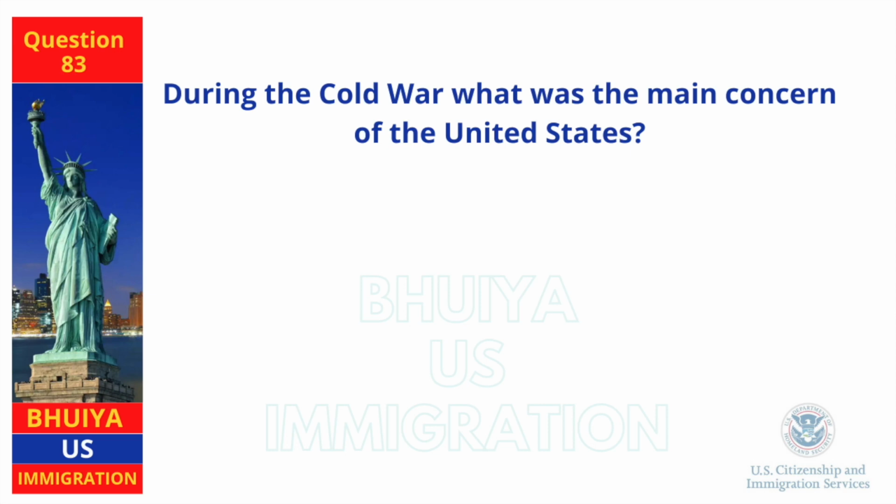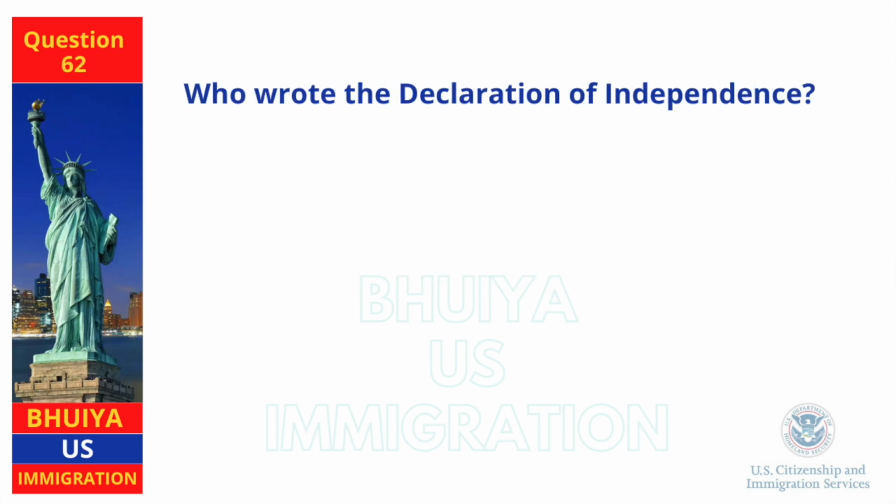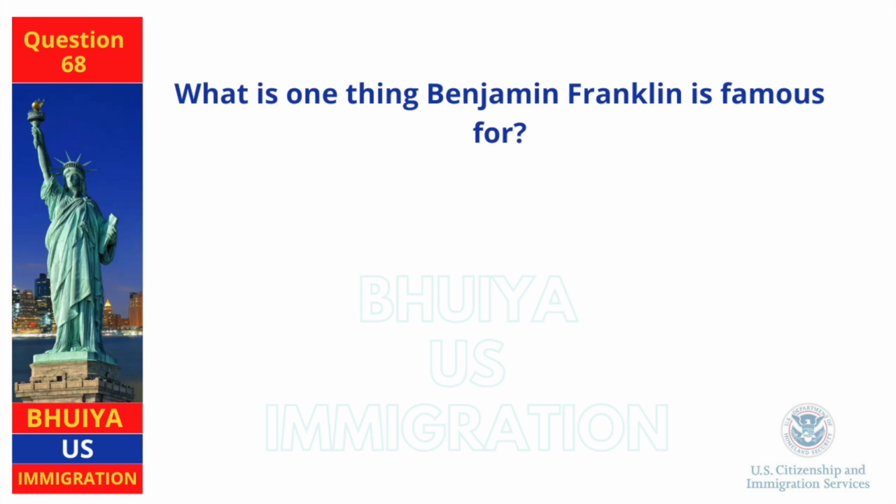During the Cold War, what was the main concern of the United States? Communism. If the president can no longer serve, who becomes president? The vice president. Who wrote the Declaration of Independence? Thomas Jefferson. What is one thing Benjamin Franklin is famous for? US diplomat.